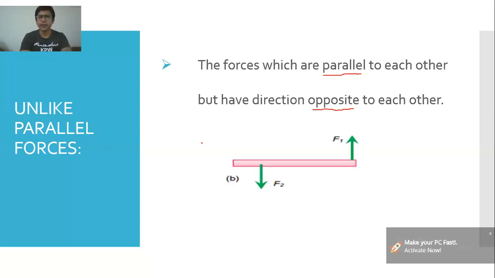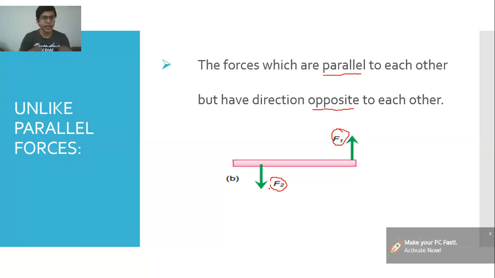Here is an example. For example, there is a rod, and you are applying two forces on it. One force is in the upward direction, which is F1, and another force is in the downward direction, and it is F2. These two forces are parallel, but they are in opposite directions. One is applied in the upward direction and the other in the downward direction. So this is an example of unlike parallel forces.